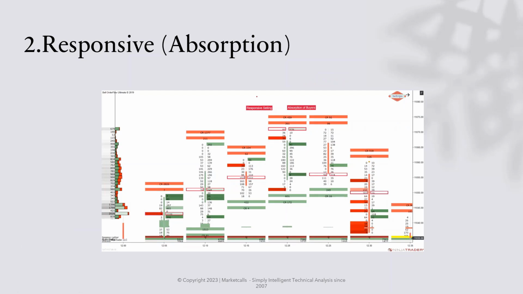So in this case, I'll be calling this an absorption bar. In absorption, buyers or sellers are being absorbed. Here in this case, the sellers are the ones sending limit orders. They are absorbing aggressive buyers. Absorbing aggressive buyers means market buy orders have been absorbed.